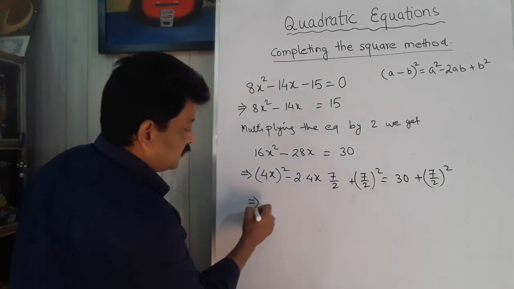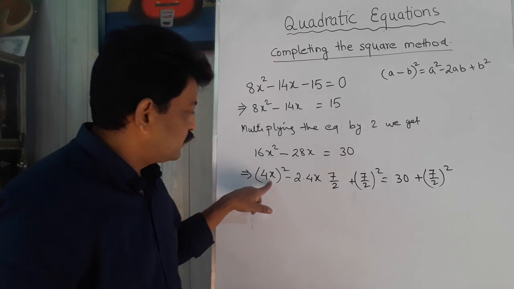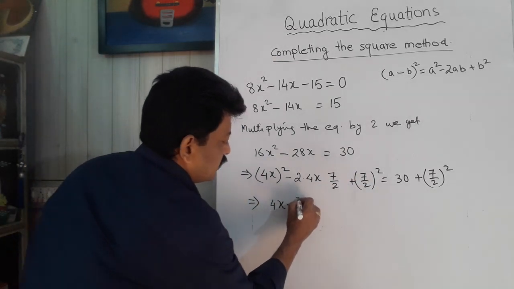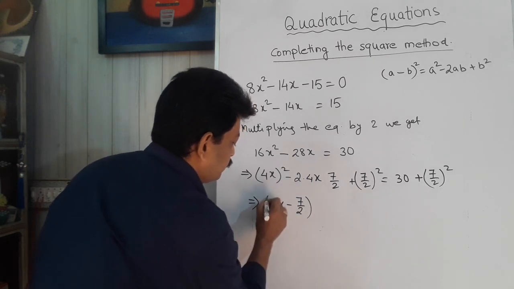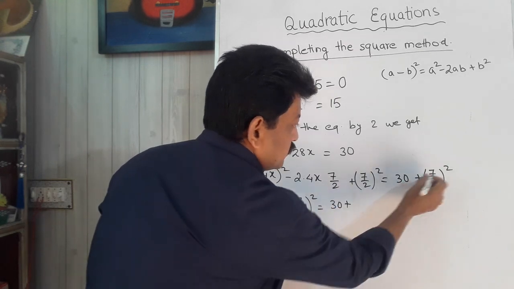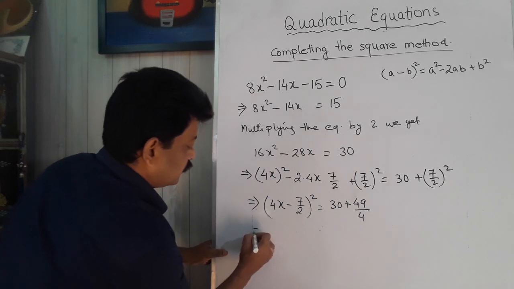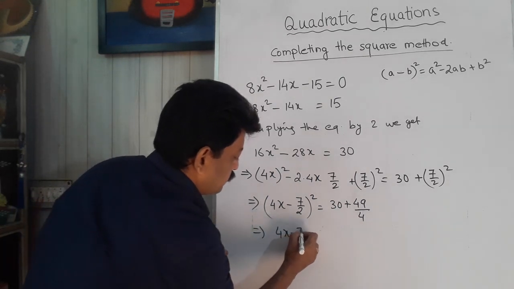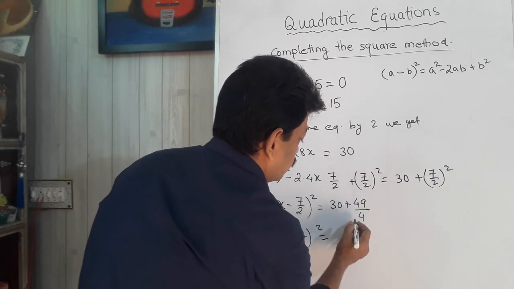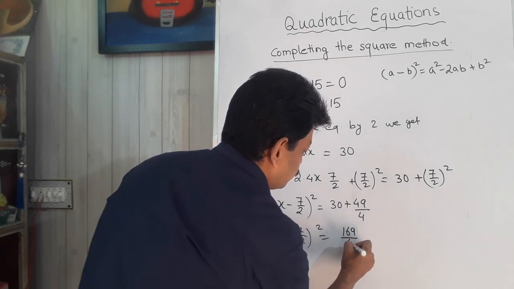So the left hand side is now in the form of a square minus 2ab plus b square, where a is 4x and b is 7 upon 2. So it becomes (4x minus 7 upon 2) whole square equals 30 plus 49 upon 4. So (4x minus 7 upon 2) whole square equals 169 upon 4.